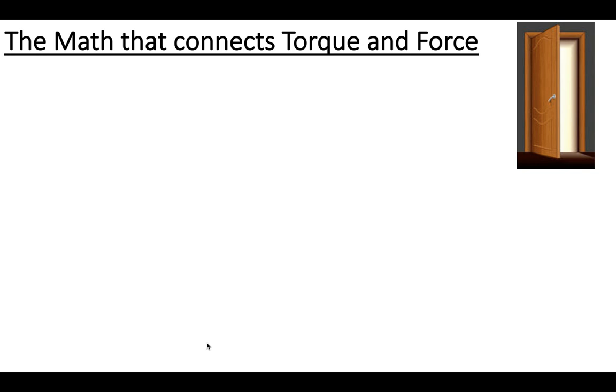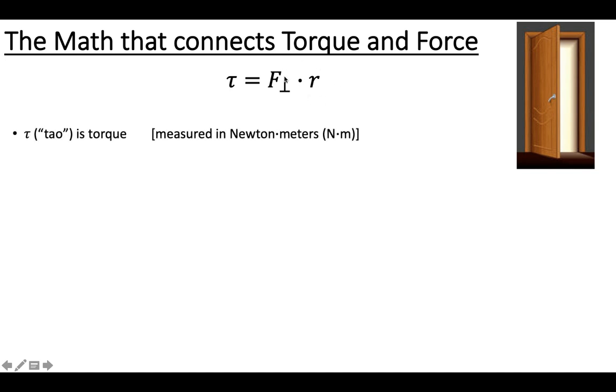Okay, so let's move on to how they're connected by math. So you push on the door, and you are exerting a force, and that force is related to the torque just by the radius. Just so the distance from you to the door. So I'm going to put down these definitions right here. Tau, this is a Greek letter. It's a little t, and its name is tau, and that's what we use for torque. The units for torque are Newton meters, and we abbreviate that N·m.